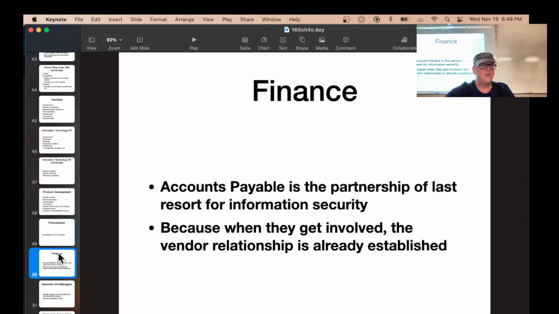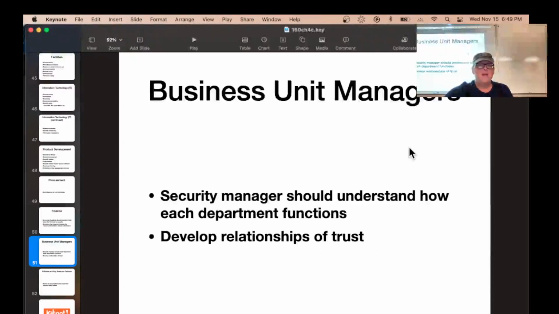If nothing else, that's one way to get a clue. And so your security manager needs to understand how departments function, so you don't just make stupid rules that aren't going to work. You are a consultant within your company to help the departments achieve their goals, and listen to them and say, what could I do to lower the risk without ruining your day? That's what you've got to do.